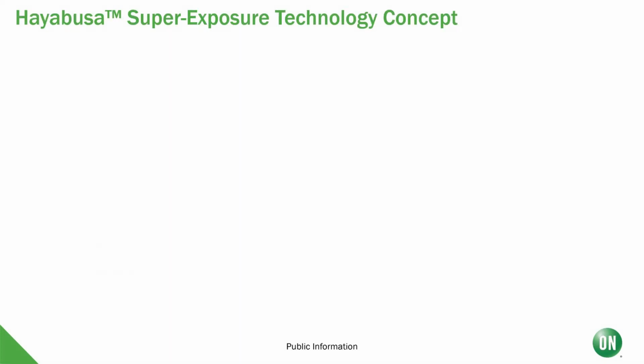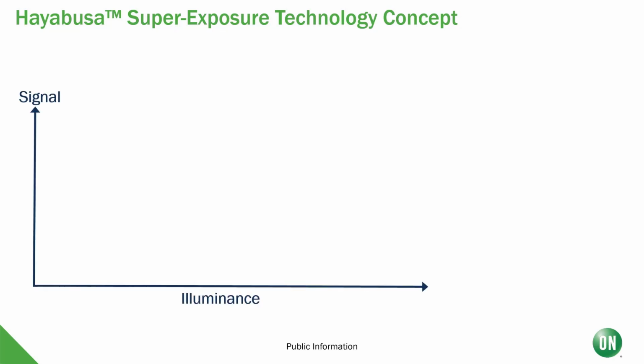Now I'd like to show you how our Hayabusa Super-Exposure technology mitigates the problem of LED flicker in high dynamic range scenes. What you see on the left is a chart that will illustrate signal intensity on the y-axis, which is what is being captured by the image sensor, and illuminance on the x-axis, which is showing you the brightness of the scene that we are trying to capture.